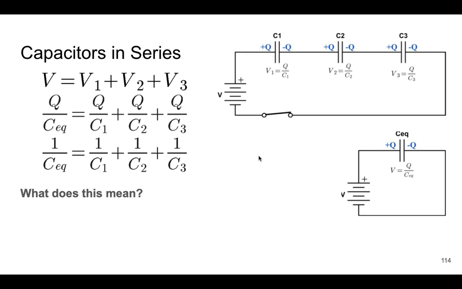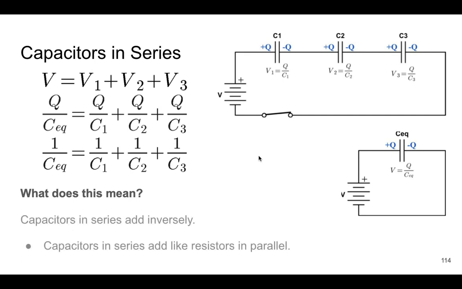So what is this telling us? This is telling us that capacitors in series add inversely. When they're in series, they add the weird way. So capacitors in series add like resistors in parallel. So this is how you derive that relationship. You don't necessarily have to know how to derive it. You do need to know what the relationship is, though.